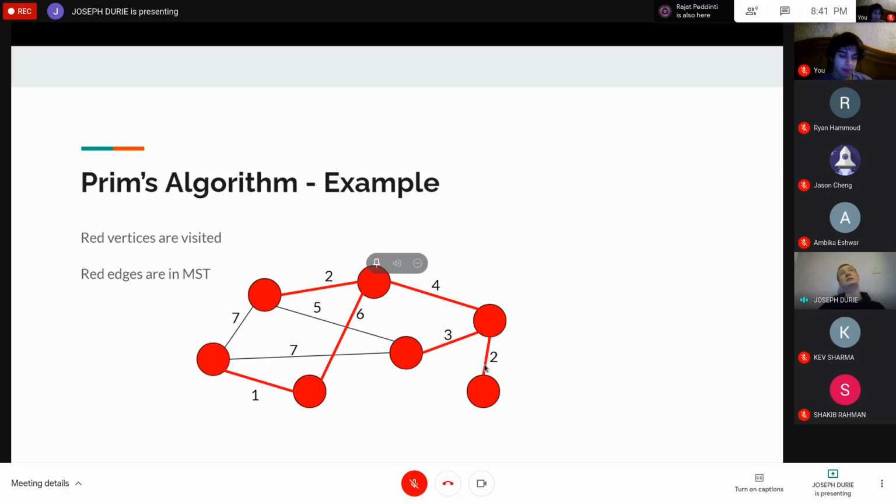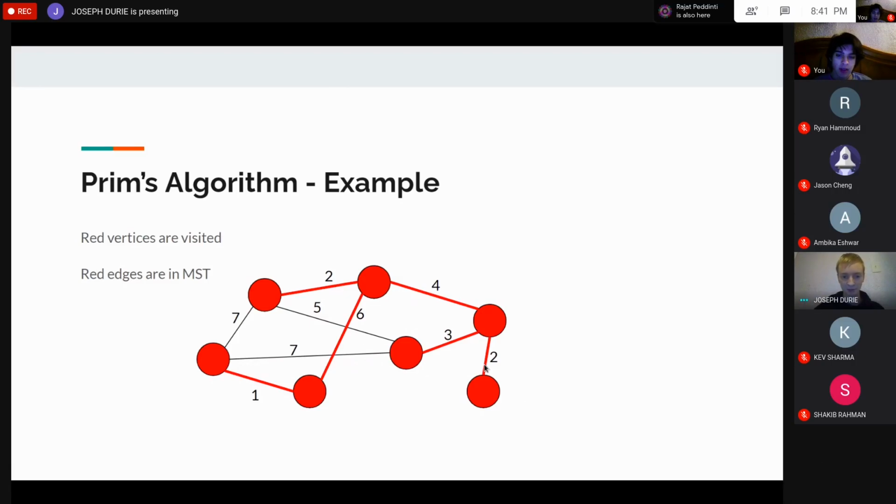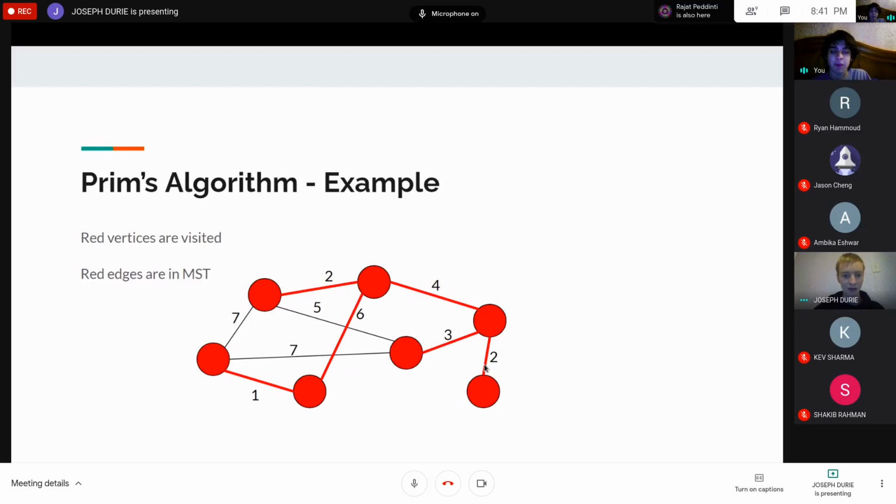One thing to notice is it doesn't matter how you break ties. So let's say in your fringe you had two edges of weight 2. You could pick either one arbitrarily, and it doesn't matter. Either one would give you a minimum spanning tree. It might be a different one. Again, these are not necessarily unique. You could have multiple minimum spanning trees, but they would all have the same minimal weight. All right. Questions on this?